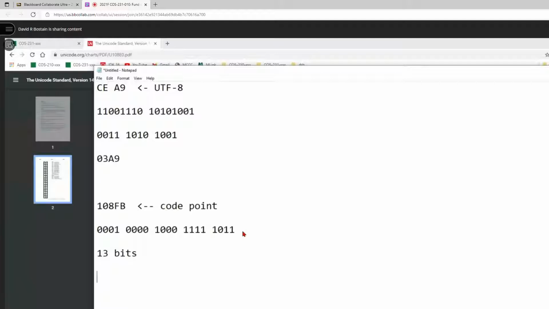Now with 13 bits, I can't write it using a leading 0. Won't fit into that either. That's 11 bits. We need 13. So it's going to fit into that number of bits.